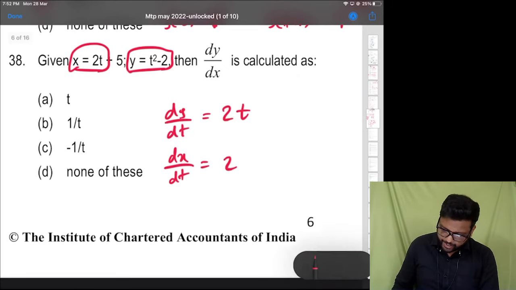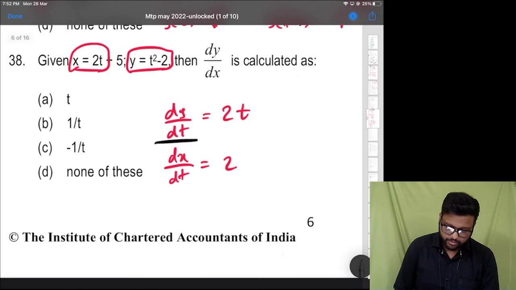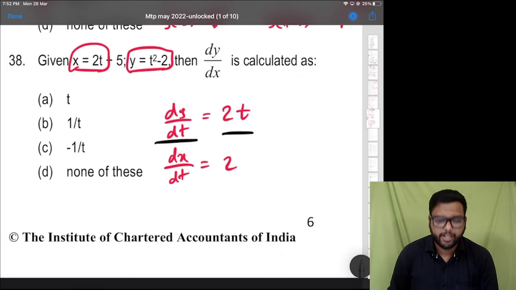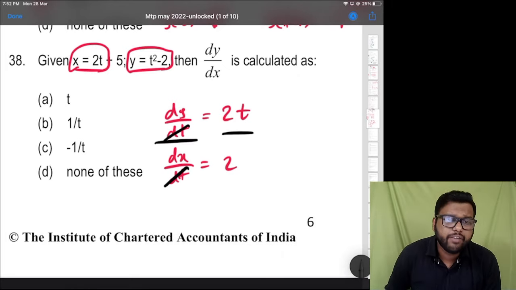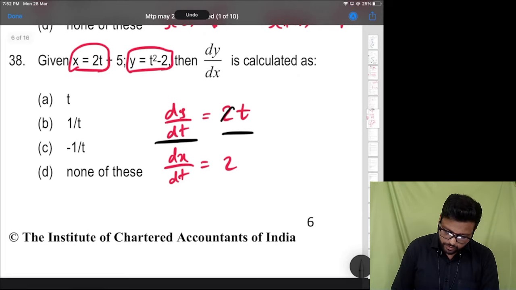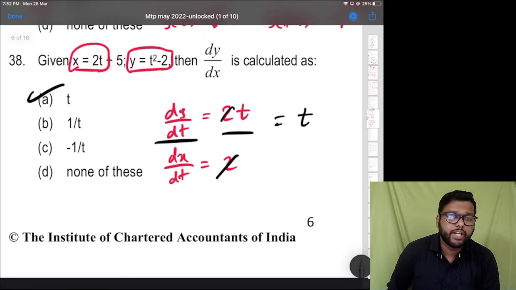How do we get dy by dx? We'll just divide this. dy by dt by dx by dt. So dt will be cancelled. We'll get dy by dx, which is 2t by 2, which is t. Okay, so option A is the correct answer.